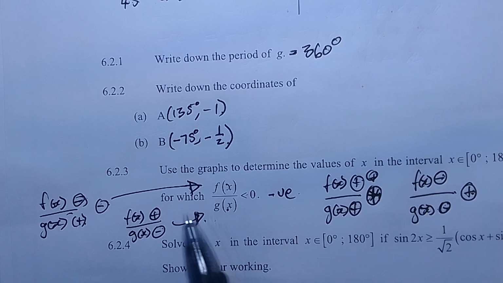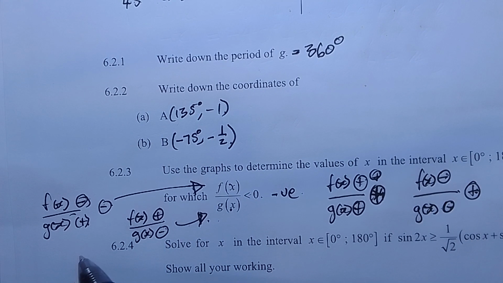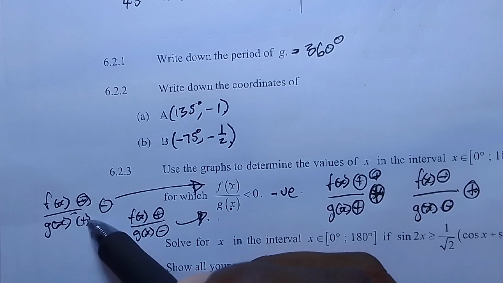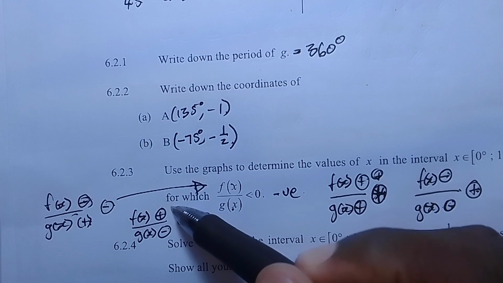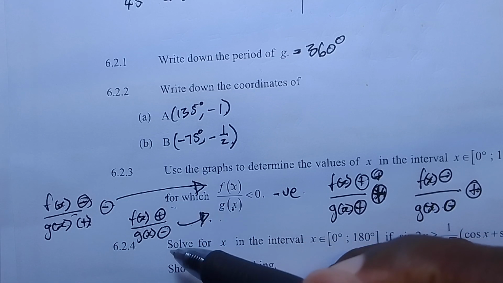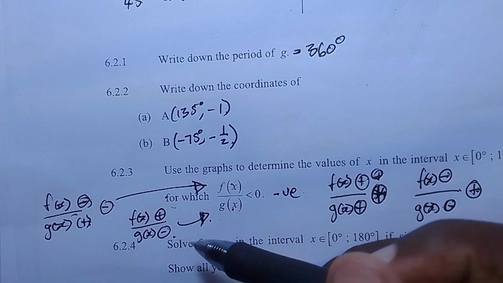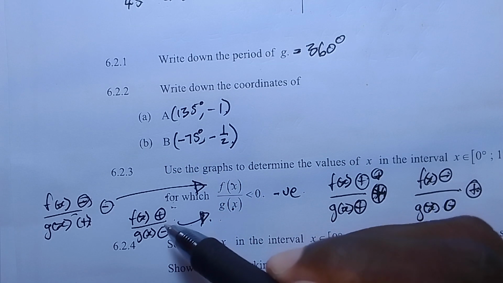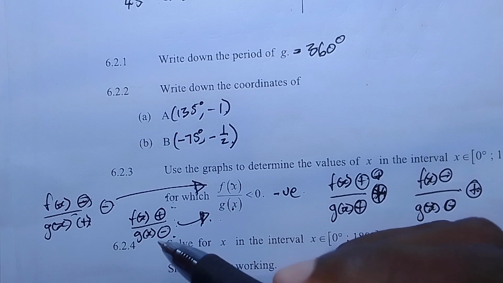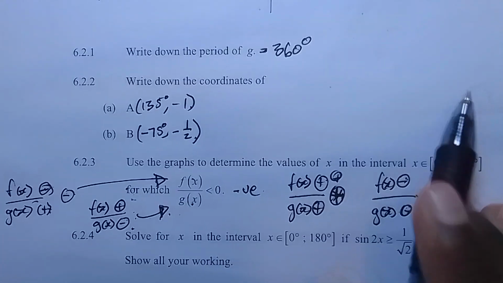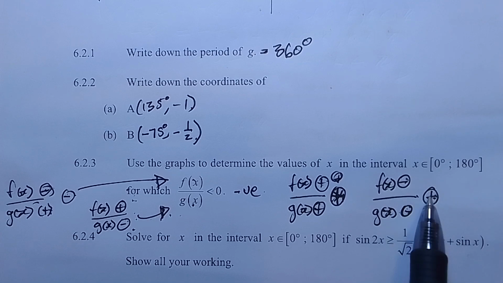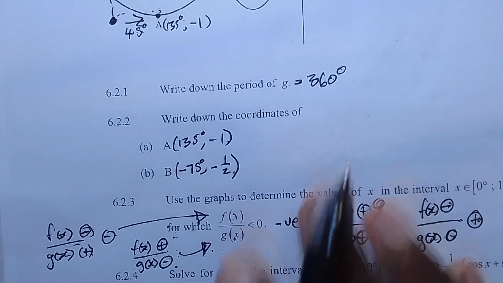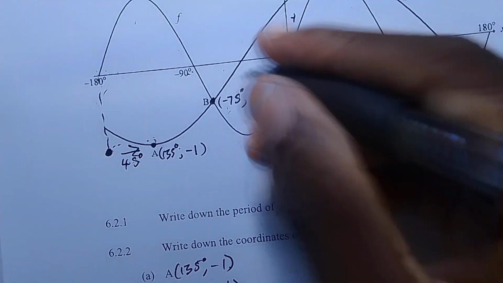Now, we want somewhere where f of x is negative and g of x is positive, or f of x is positive and g of x is negative. What does that mean? They should be on different sides of the x-axis. They shouldn't be on the same side, right? Because if they're on the same side, you get something positive. So Tina, we want them to be on different sides. So that's where we are going to find our answer.